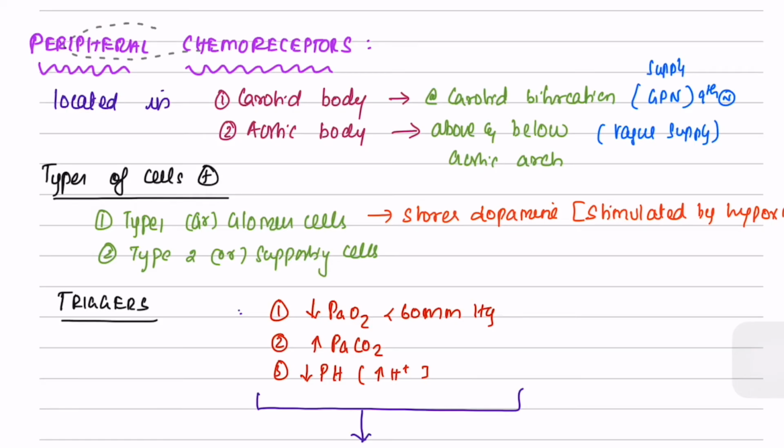So coming to the peripheral chemoreceptors, they are located in the carotid body and the aortic body. The carotid bodies are located at the carotid bifurcation, which is supplied by the glossopharyngeal nerve of the 9th nerve. The aortic bodies are located above and below the aortic arch, which is supplied by the vagus nerve. There are two types of cells present in the peripheral chemoreceptor. Type 1 are glomus cells, which store dopamine and are stimulated by the hypoxia. The type 2 cells are known as supporting cells. The peripheral chemoreceptors are sensitive to hypoxia, hypercarbia, and decreased pH or increased H+.